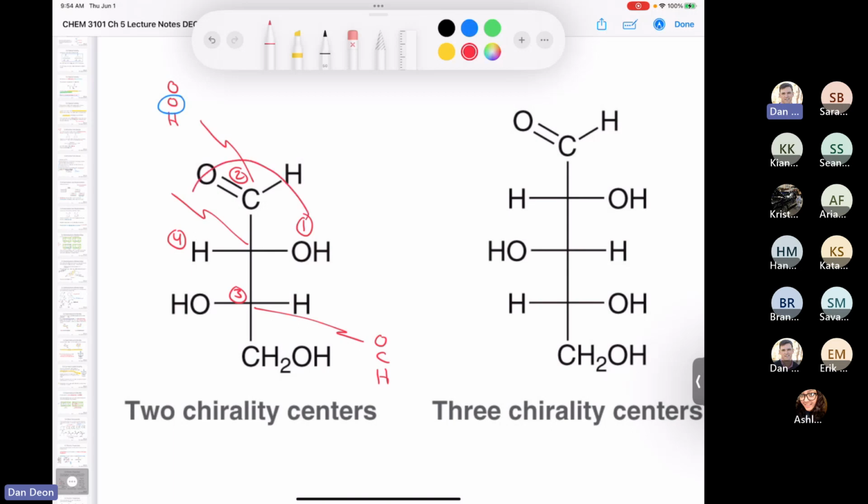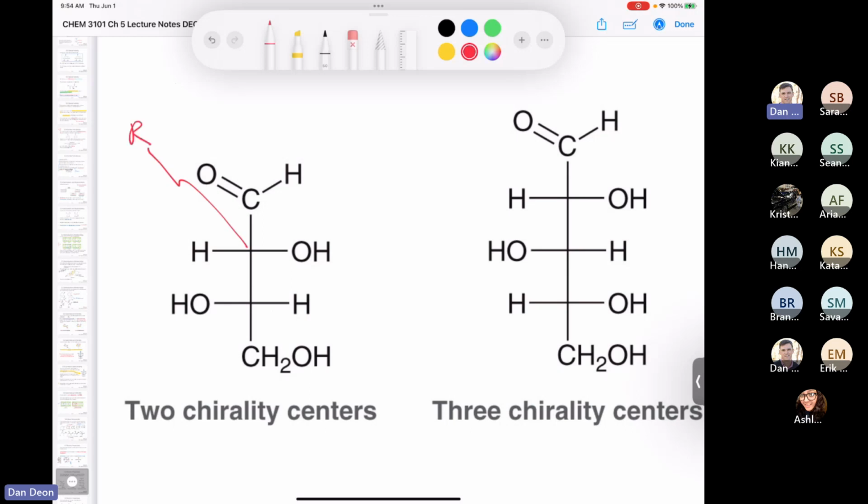So we go from 1 to 2 to 3 around the chiral center. That's S. And then we reverse it again because the hydrogen is coming out in front. And so the stereocenter is R. So we'll erase all that. Put here that this is an R stereocenter.